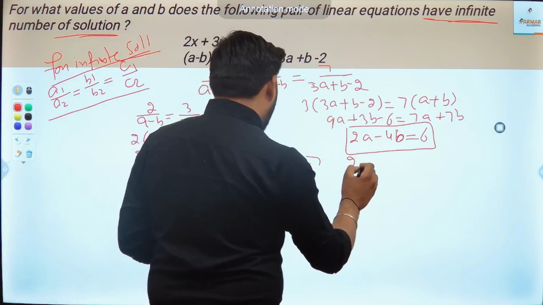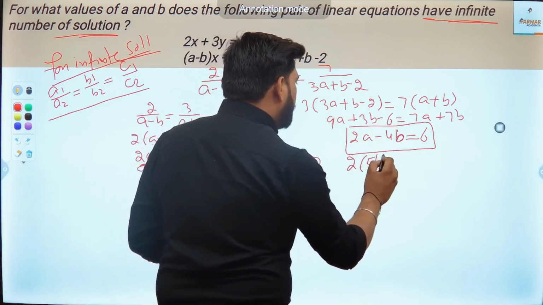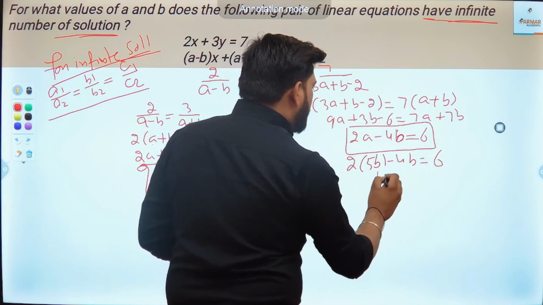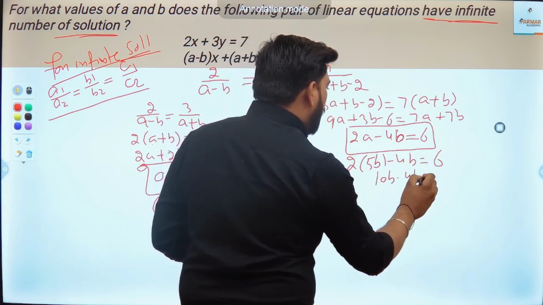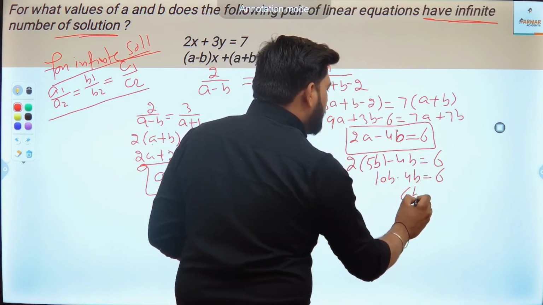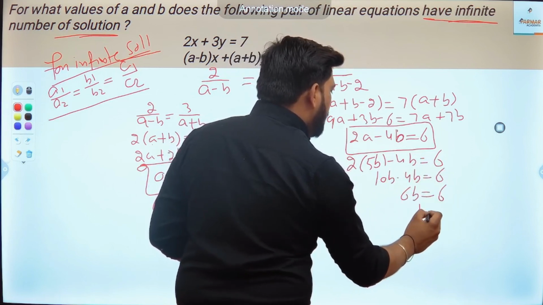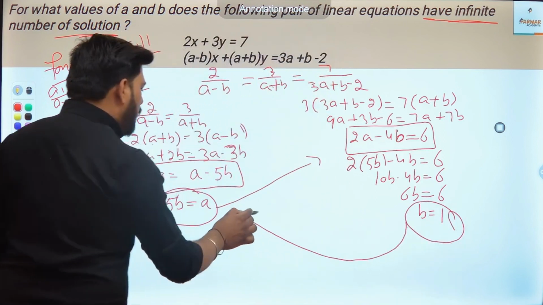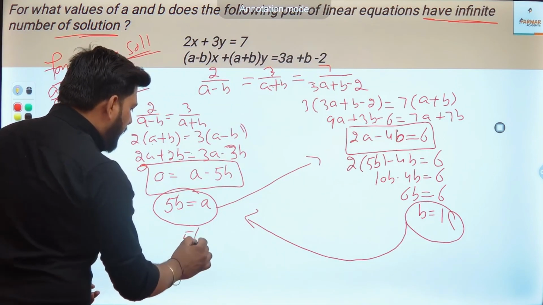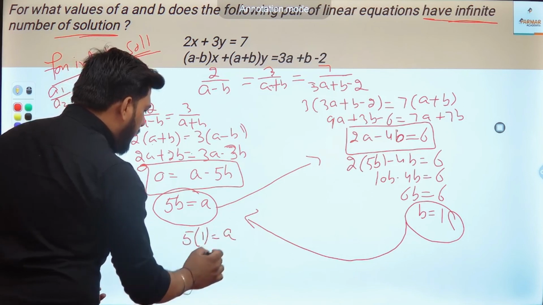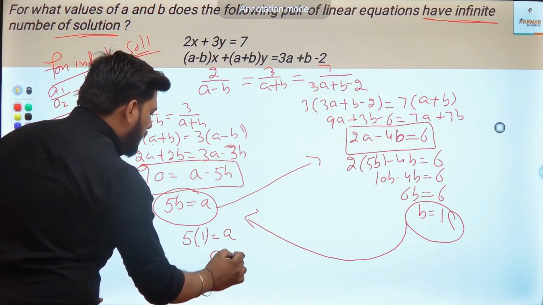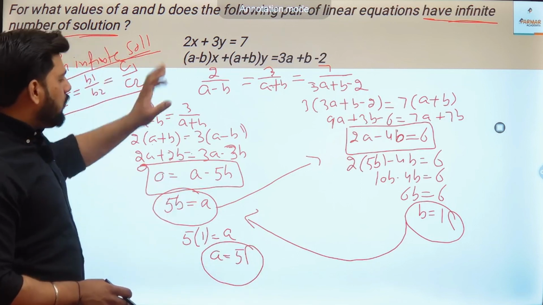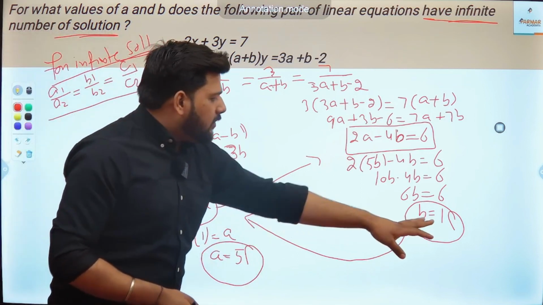Put this value here. This is 2 into 5b minus 4b is equal to 6. That is 10b minus 4b is equal to 6, 6b is equal to 6. So b is equal to 1. Put this value of b here, that is 5 into 1 is equal to a. So the value of a is 5 and the value of b is 1.